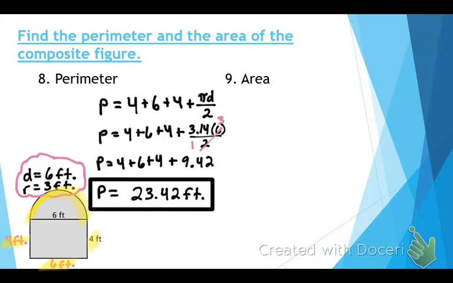If you remember what it told us before, for the area we have to figure out what shapes are there in the composite figure. What's one of the shapes that you see, guys? Square. It's not a square, semicircle. A semicircle. Okay? You can do either order, but there is a rectangle there.